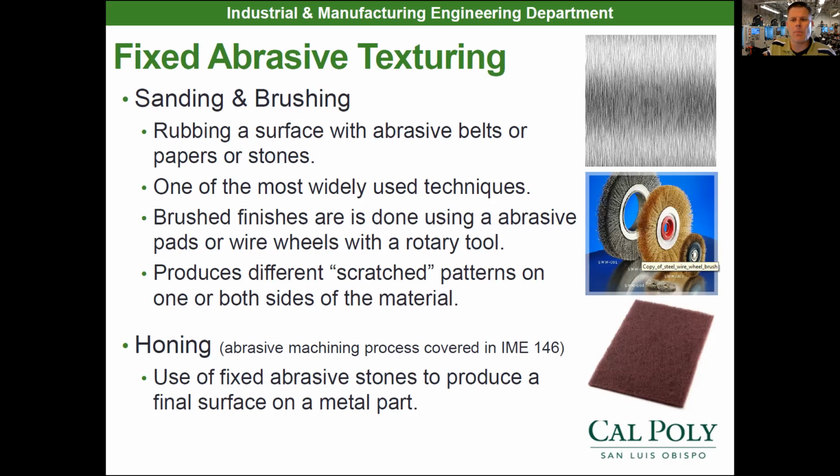So that's what sanding and brushing is, to get the brushed surface there. Now, there are two other ones that we're going to talk about for fixed abrasive texturing or mechanical finishing. It's called honing, and then there's also lapping. These two processes, honing and lapping, are going to be covered in our IME 146 class. But what honing is for right now, it finishes the internal diameter of a part. So internal bores, and it's using fixed abrasive stones to put a final surface finish on a metal part.